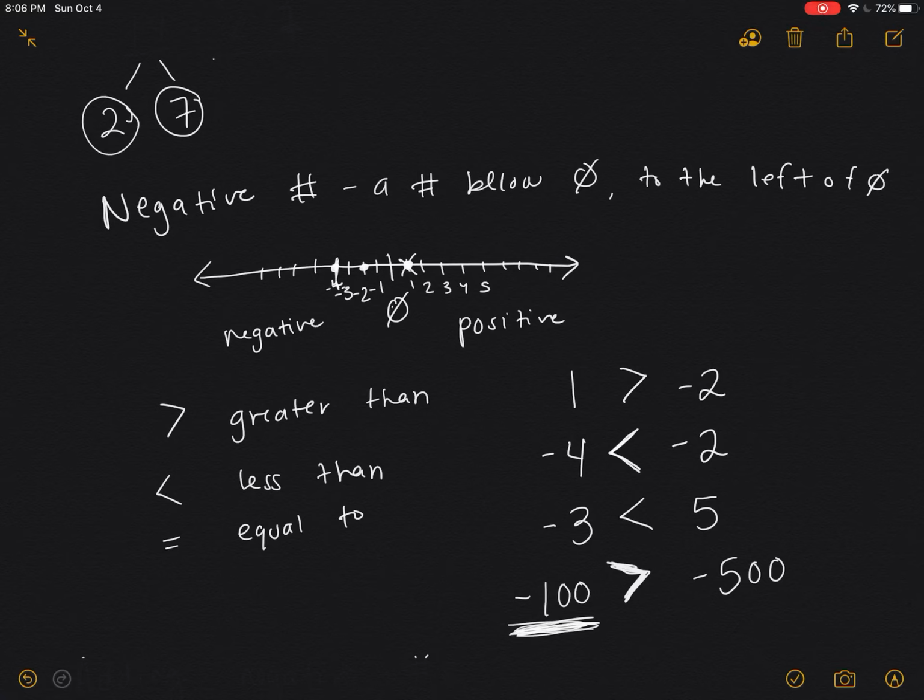And a review of symbols. I just made it greater than or equal to. This is the greater than, this is the less than, and this is the equal to. Hopefully this is review again.